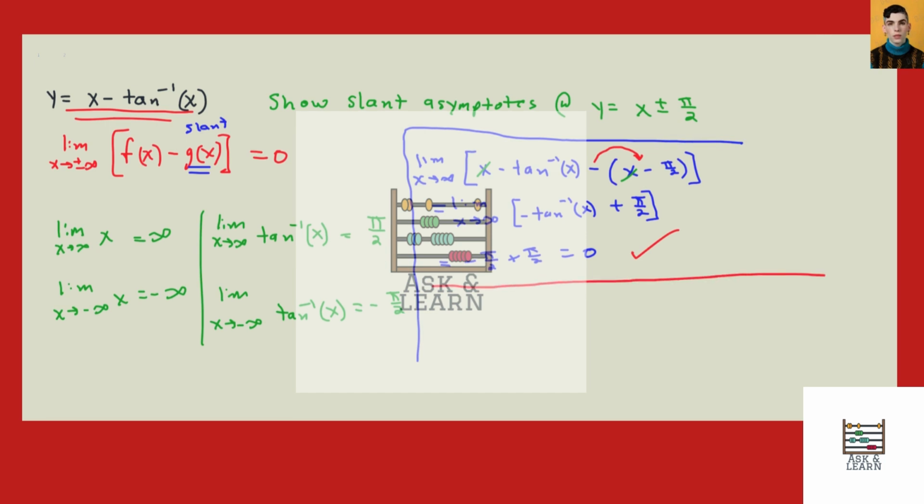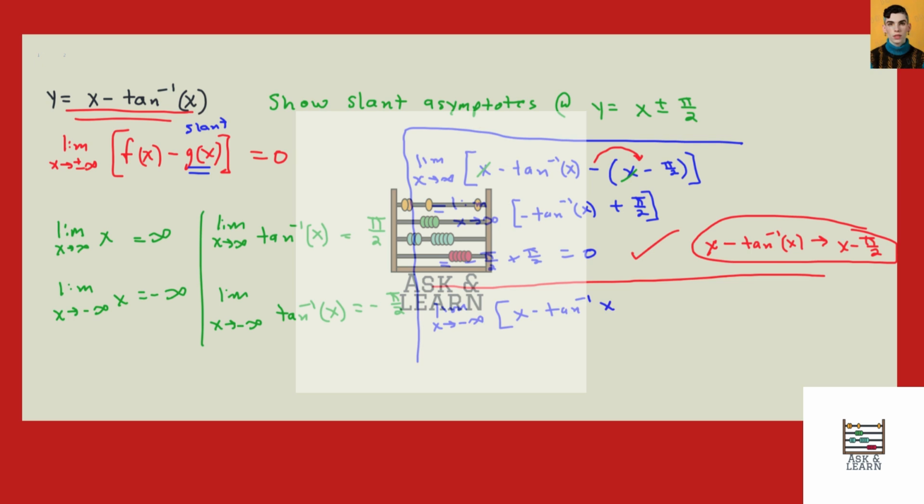Now, to show the other one works, so maybe I'll write this over here. x minus tangent inverse of x tends towards x minus pi half. And now we can do the same thing for the other one. So the limit as x approaches negative infinity of x minus tangent inverse x minus x plus pi half.